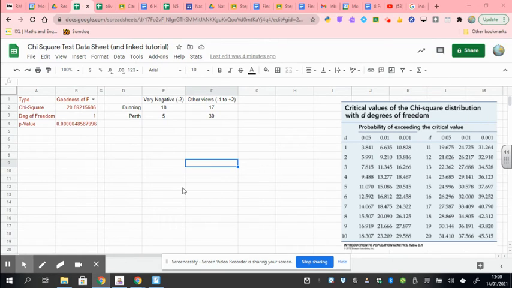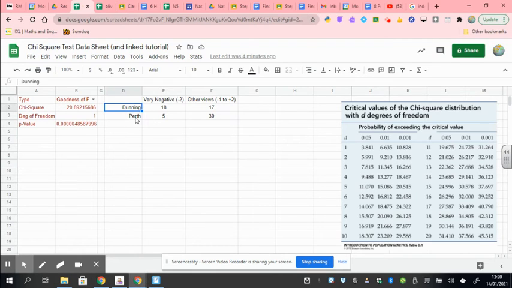A chi-square test is where you are testing for difference between your data sets to see if one data set is very different from another data set. I'll give you a couple of examples in today's tutorial that will highlight how you could set up your spreadsheet.